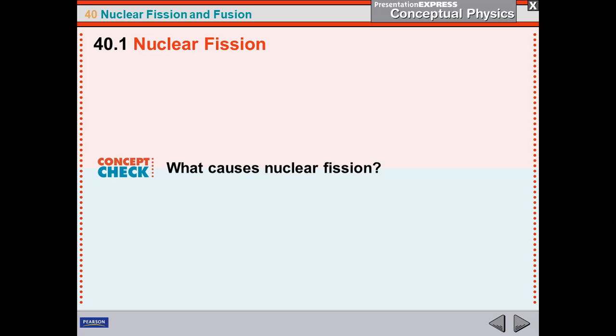Now here is a question for you. What causes nuclear fission? Try to answer the question.